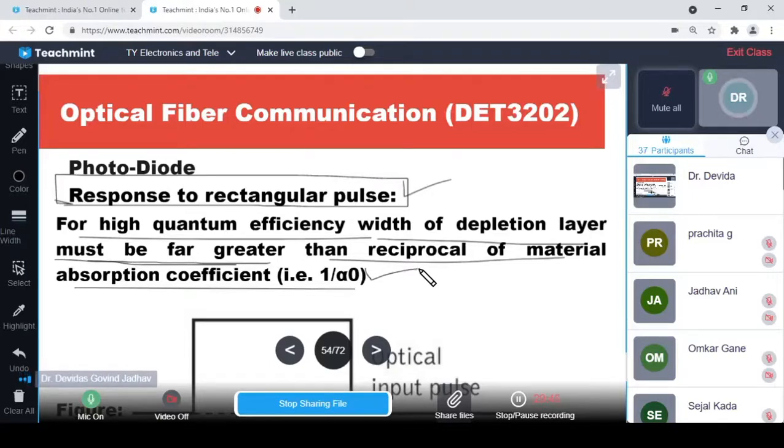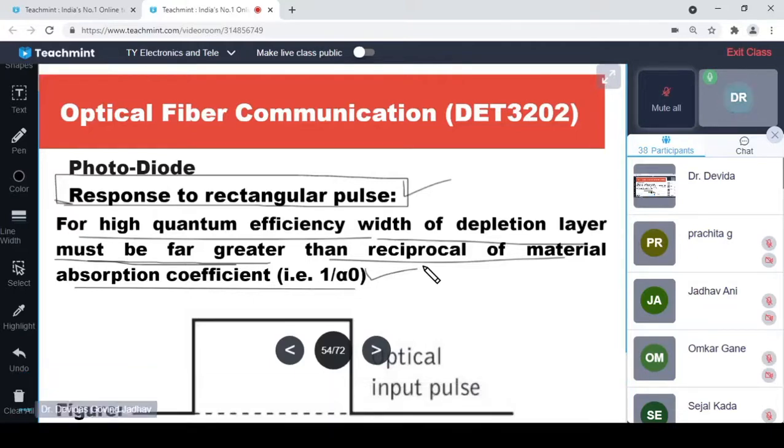So the absorption coefficient is affecting the speed of the response. Okay. It is the absorption coefficient affecting the absorption, and if absorption is weaker, then the speed of response and the sensitivity, both will be affected.